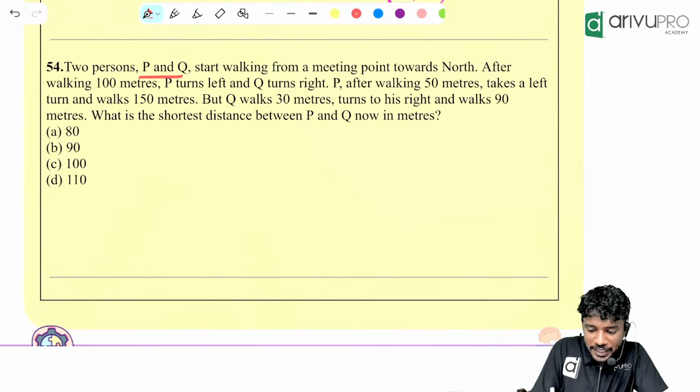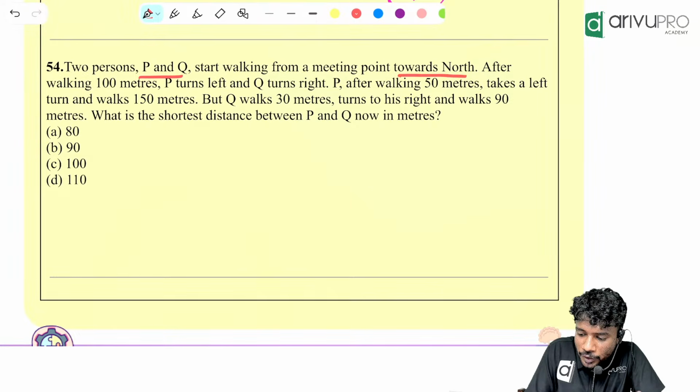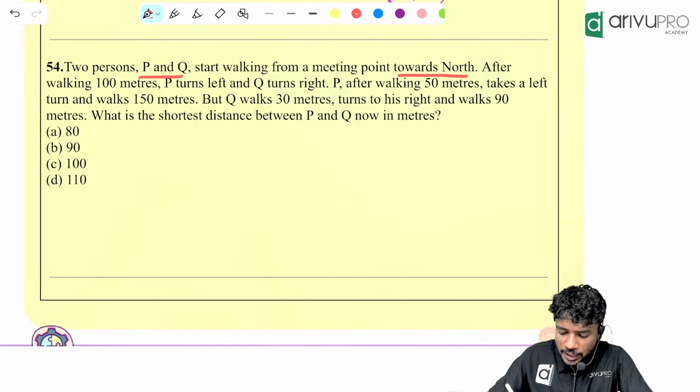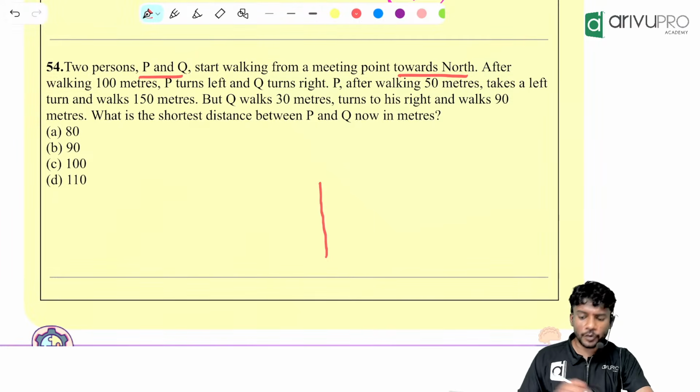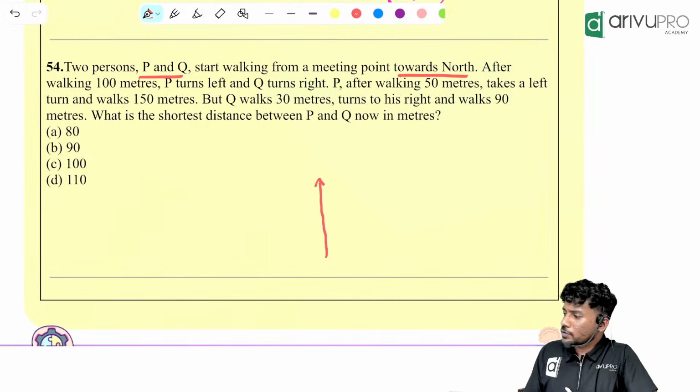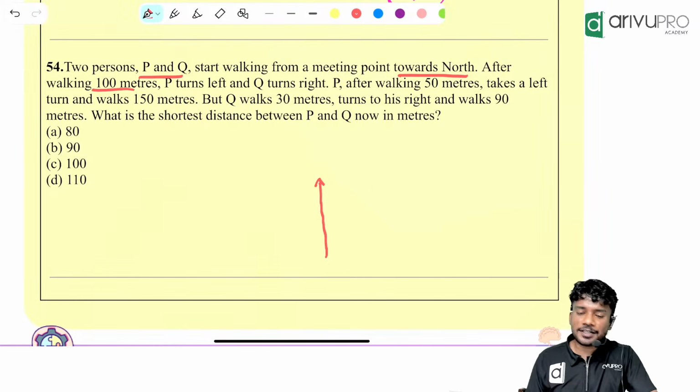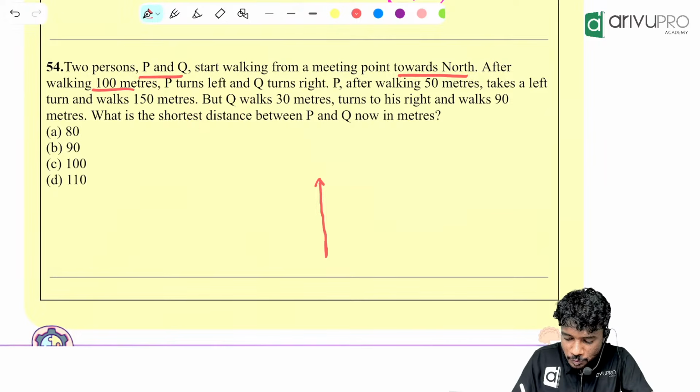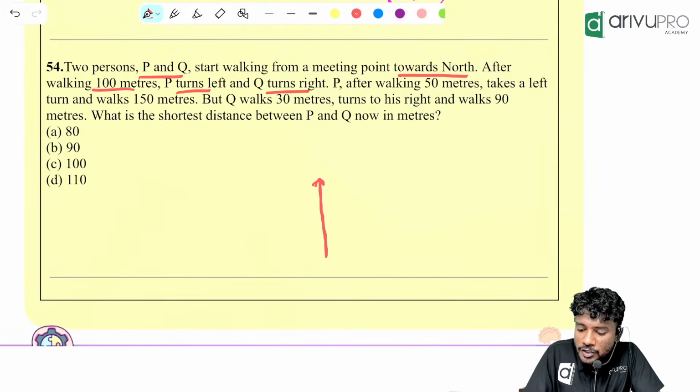Two persons P and Q started from a meeting point towards north. Where are they going? They are going north, correct? Both of them are going north. How many meters? Anything is mentioned? No. After walking 100 meters, that means they are walking this much, how many meters then? 100 meters. P turns left and Q turns right.